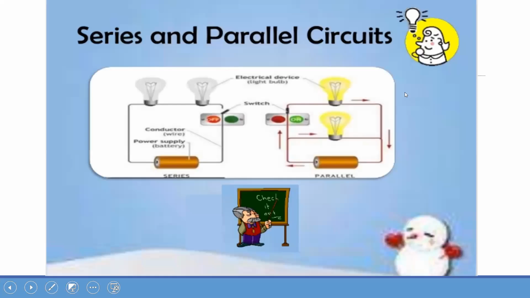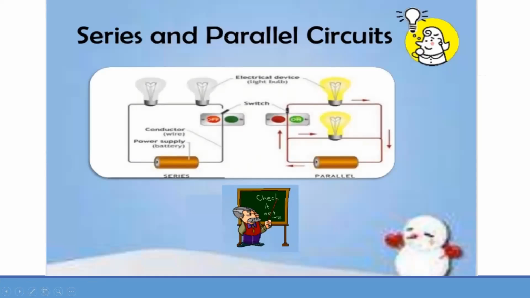The series is when the resistors are connected in one path, but the parallel here, if we have more than one wire and we have more than one path for the current. So this was the series, and this is the parallel circuit.